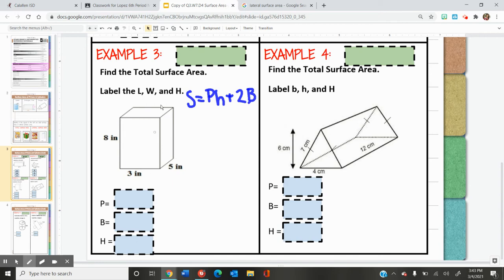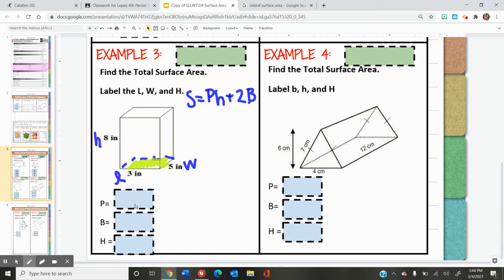So for starters here, it says label the length, width, and height. So let's identify our base shape. Now remember, that is the side on which our shape lays. So the bottom is my base, and I'm going to go ahead and shade it for us. Remember, length and width are associated with your base shape, so I'm going to label 3 as my length, 5 as my width. Now, when it comes to height, remember that's the distance between your base shapes, so 8 is your height.